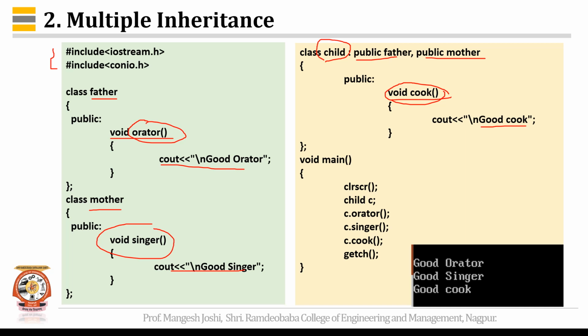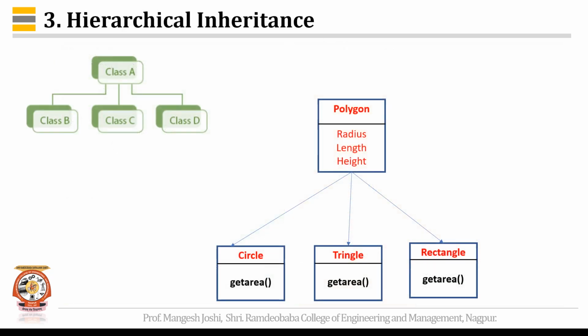So you have a function void cook, just to display is a good cook. So taking an object of child class C, we are calling various functions c.orator, c.singer and c.cook. So this orator function is obtained from the father, this singer function is obtained from mother, and this is the function which belongs to the child class. This is then additional functionality. So this is the example of multiple inheritance.